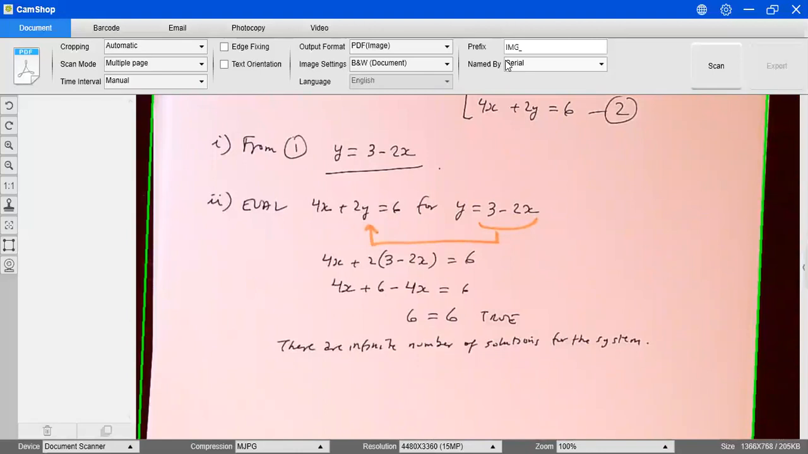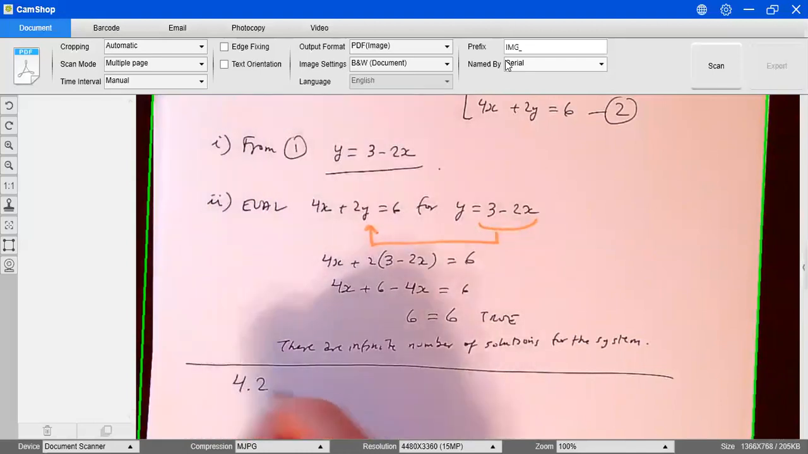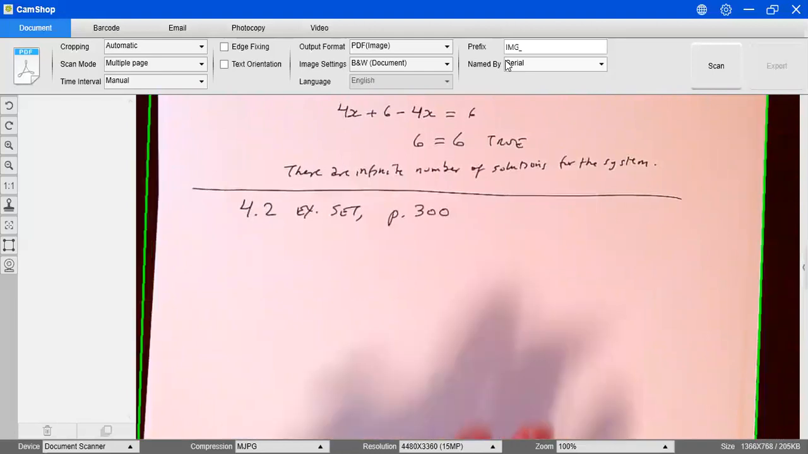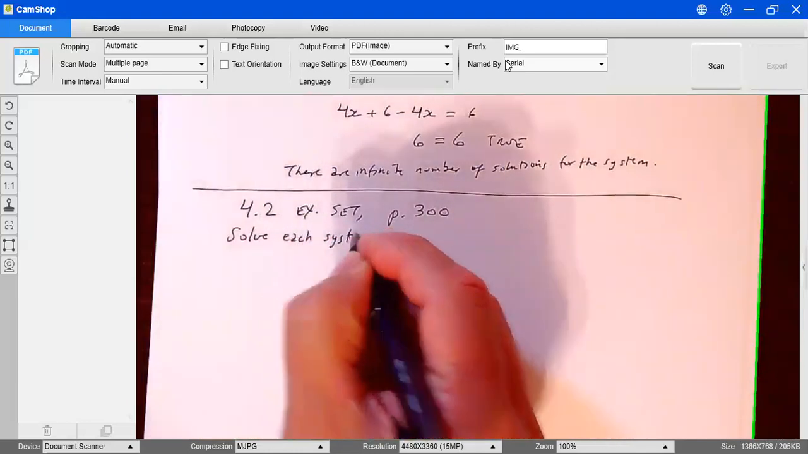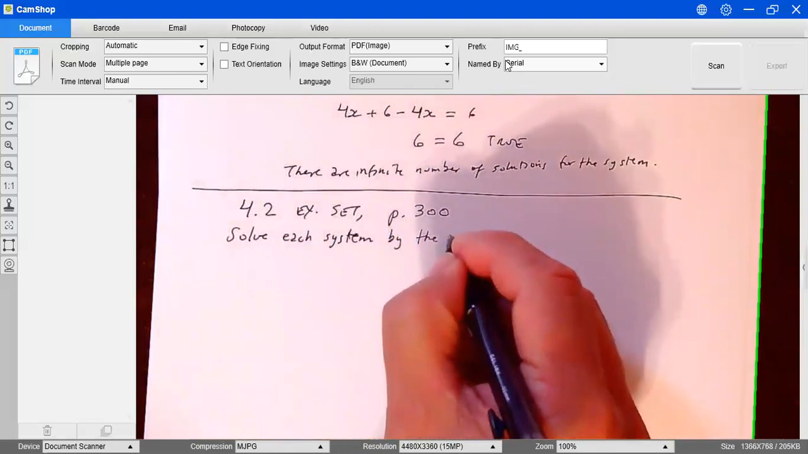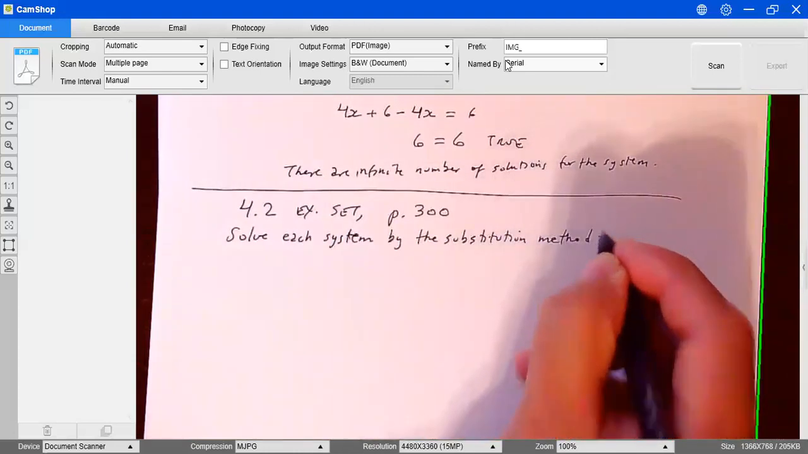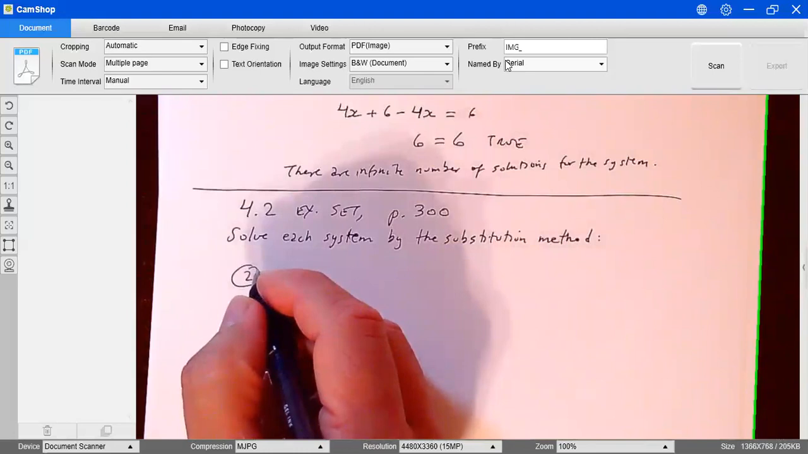So I'm going to give you the assignment for this section, and with that, we're going to finish our lecture for today. This is going to be 4.2, exercise set on page 300. You're going to solve each system by the substitution method. We have 6 systems. You're going to work at least 3.